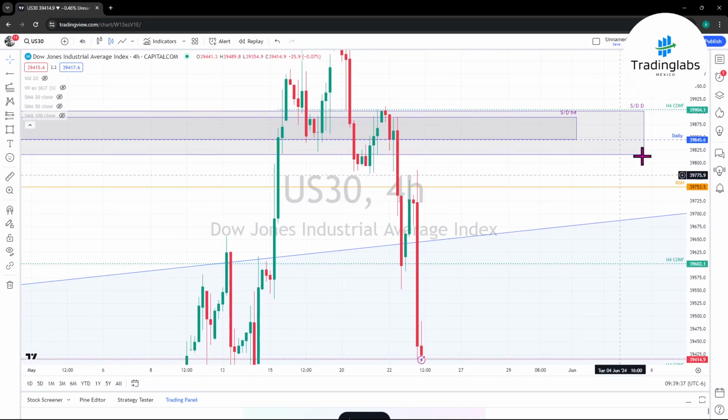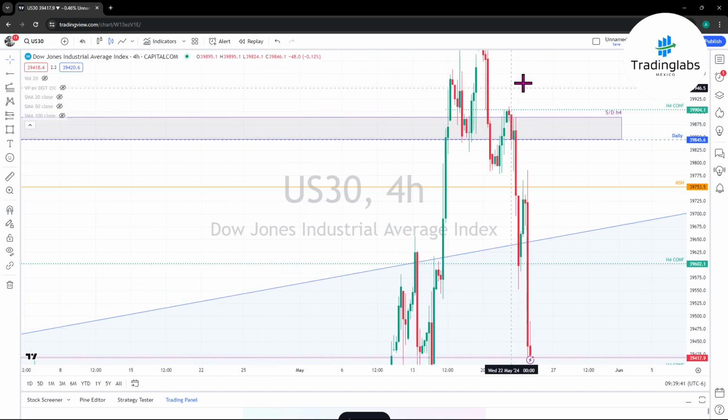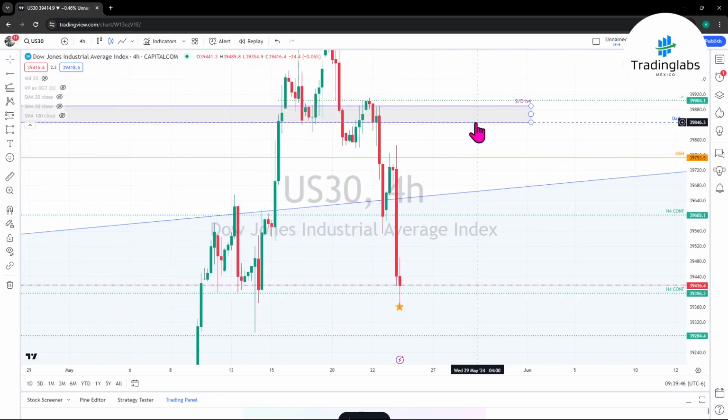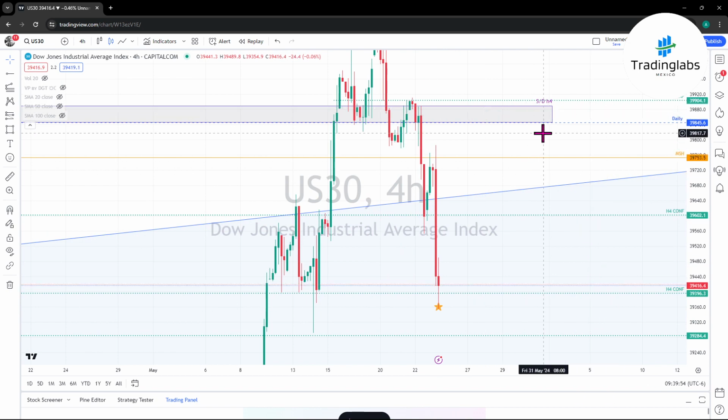You draw the most recent one. For example, this one I removed, but it is for reference. I don't expect that the price reaches here and drops down. I do not. This is just for my reference, for my analysis.